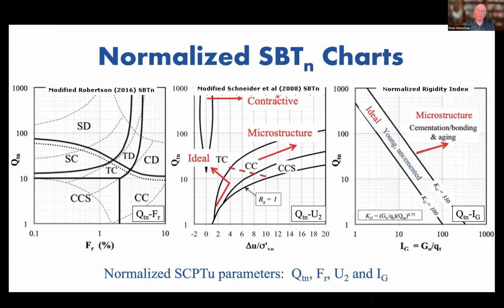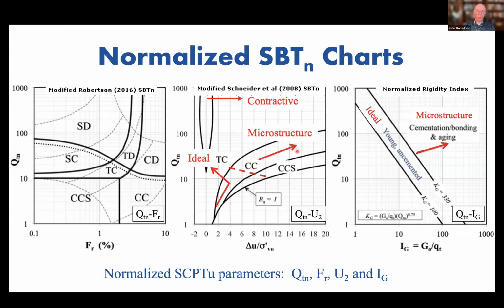And then we added this chart in the middle that came out of the work by Schneider and Randolph and Paul Mayne, and that they looked at the excess pore pressure. So if you were pushing into a clay and you were developing excess pore pressures, then they developed a sort of soil behavior type chart. But what I added to it was a dashed line that said, look, most ideal soils fall in the lower left-hand portion, but if it's got significant microstructure, it can start to plot way out on the right-hand side.